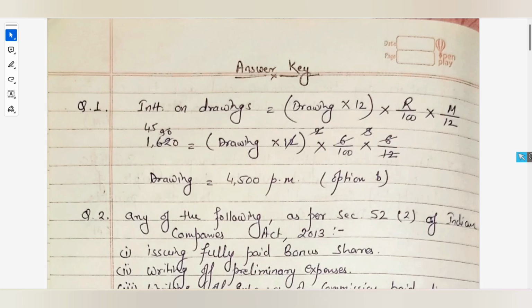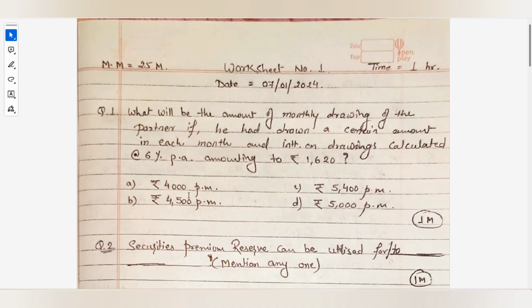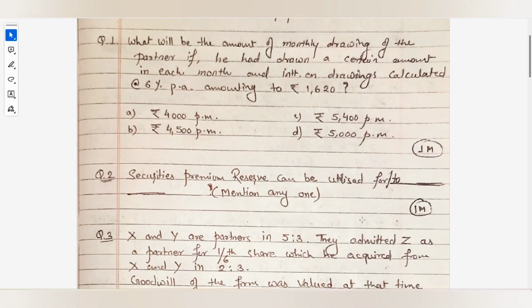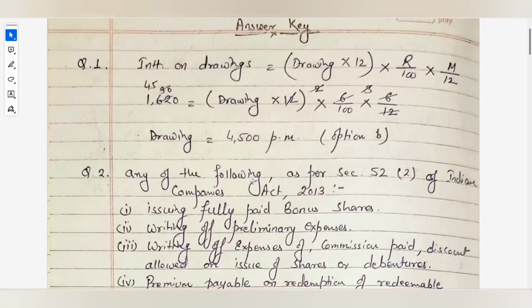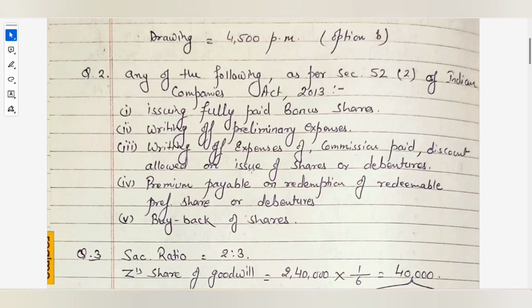Now let's move to question number 2. Securities premium reserve can be utilized for blank, or to blank. One blank is given, mention any one. This question is only to highlight that the uses of securities premium reserve is a very useful and very important question. So I'm just mentioning this question to write down any one use for which securities premium reserve can be utilized as per Section 52 of the Indian Companies Act. I am just mentioning it in this answer key.